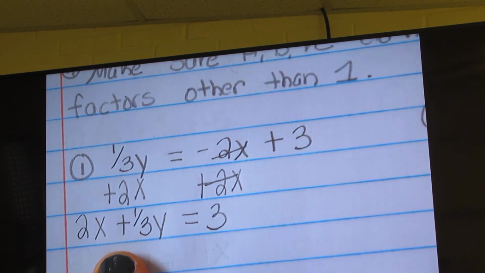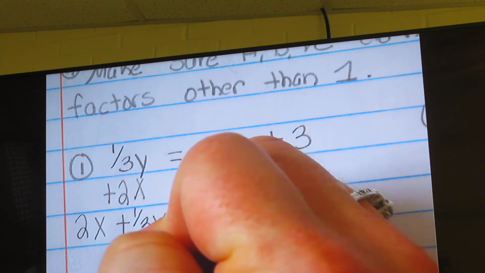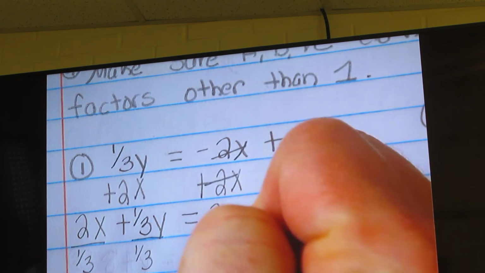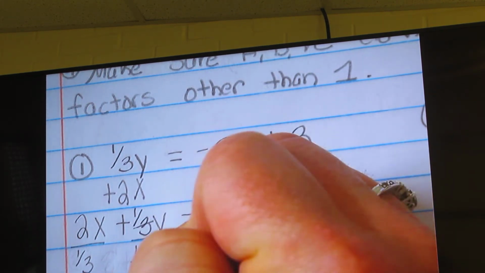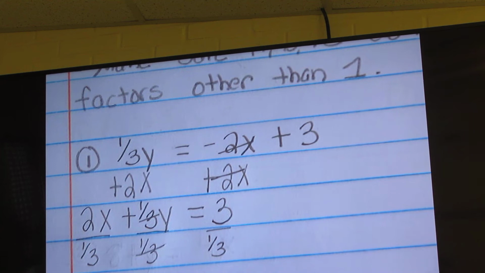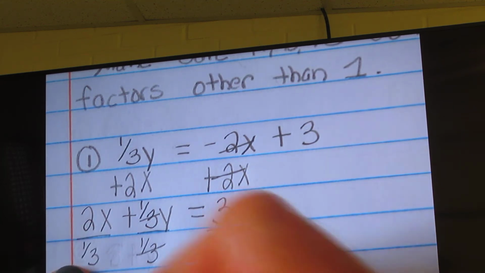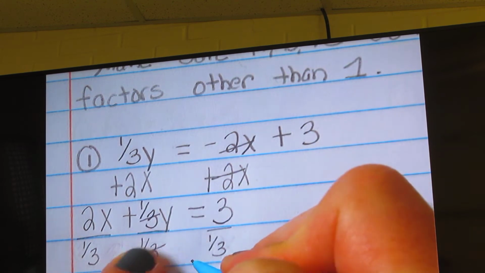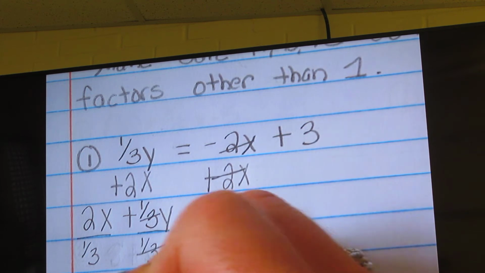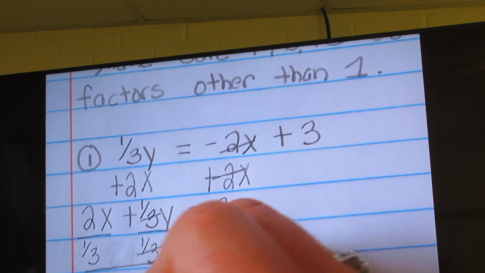If I go back up here to my checklist, make sure a is not negative. It's not. Make sure there aren't any fractions. Well, we do have fractions, so I need to get rid of this fraction by dividing each term out by that 1/3. Dividing by 1/3 is the same thing as multiplying by the reciprocal, which is just the flip of the fraction. So the flip of 1/3 is 3/1, or just 3. So this is the same thing as 2 times 3, giving me 6x. These cancel to give you a 1y. And then 3 times 3 is 9. So that's my final form here.